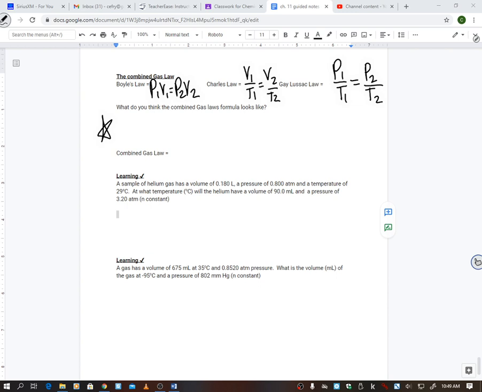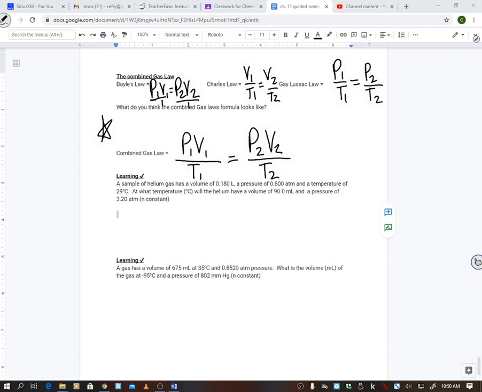So if you look, I can see that my volume and my pressure are always on top. I notice that temperature is always on the bottom, like division. So what you get is P1 V1, like it shows in Boyle's law, but now you put it over temperature, and it's going to equal P2 V2 over temperature. So this is if we have all three of these at play here.